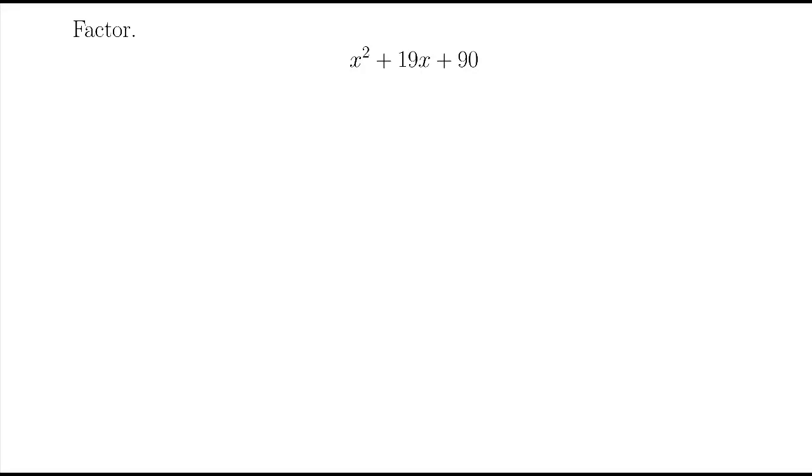Let's factor x squared plus 19x plus 90. Okay, remember the first thing we need to do is check to see if we have a common factor throughout. Of course we do not.